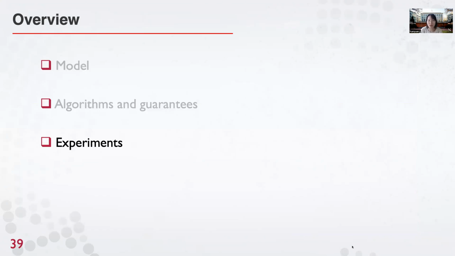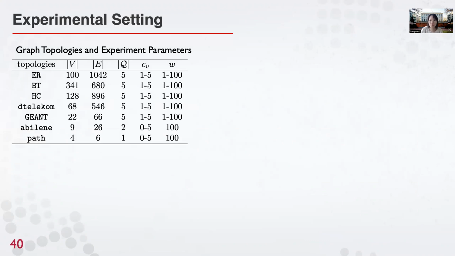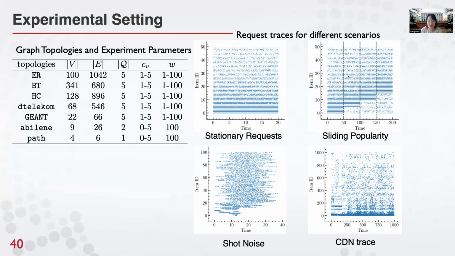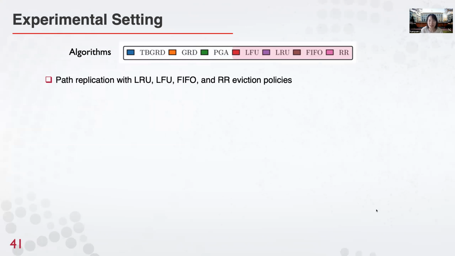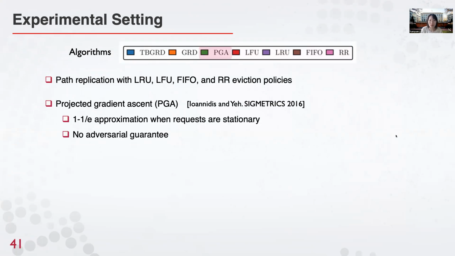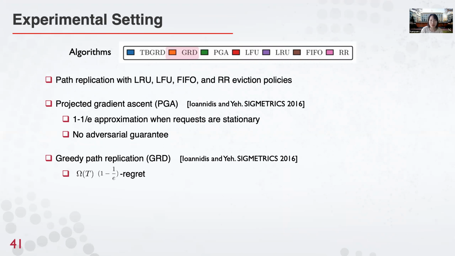Finally, we experimentally prove the superiority of our algorithm. We use 4 synthetic graphs and 3 backbone network topologies. We also consider 3 different types of synthetic request generation processes and 1 trace-driven one using a real-life trace from a CDN provider. The algorithms we compared with are, first, path replication with LRU, LFU, FIFO, and RR eviction policies. Second is PGA. This attains a 1 - 1/e approximation guarantee in expectation when requests are stationary, but comes with no guarantee against adversarial requests. Third is GRD. We prove that its 1 - 1/e regret is Omega(t) in the worst case. Last is our algorithm.